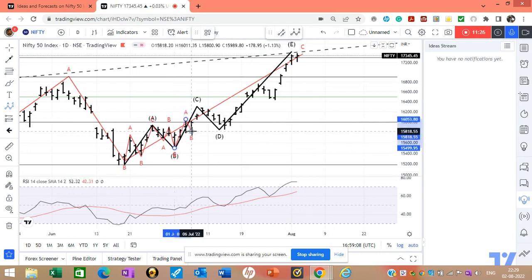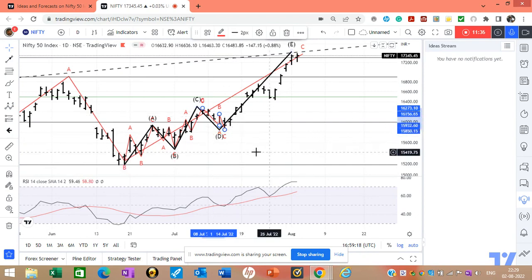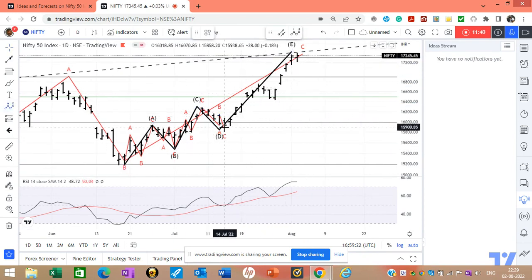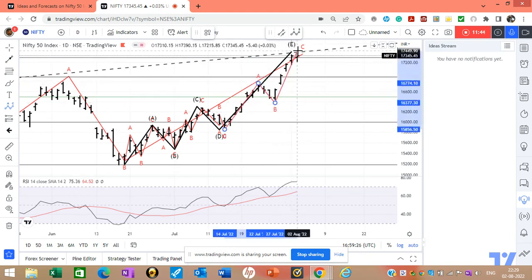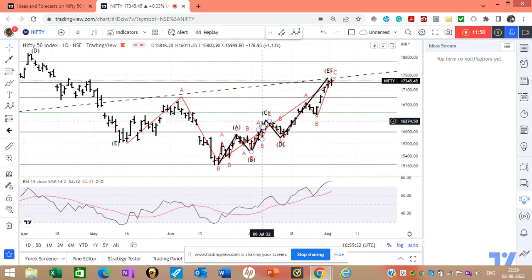Second was A, B, and C. A, B, and C. Now these are two triangles which are complete. The third triangle is like this: A, B, and C. Now this last wave has extended, and this is a problem.